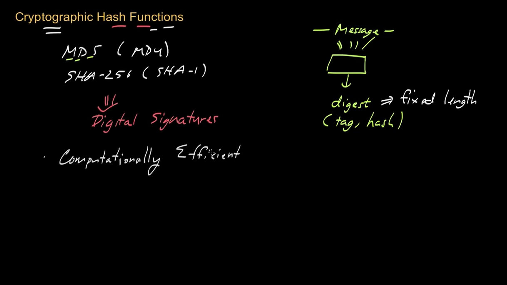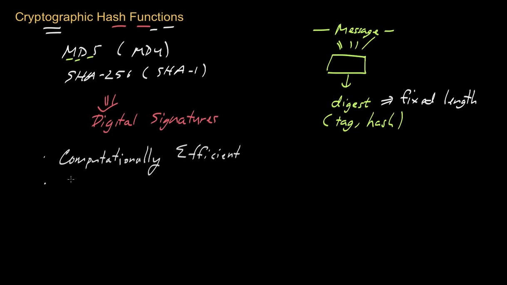Now, the second property you typically need, especially in the context of digital signing, is that you want it to be hard to find two inputs that map to the same output. I mean two distinct inputs whose corresponding digest is identical.